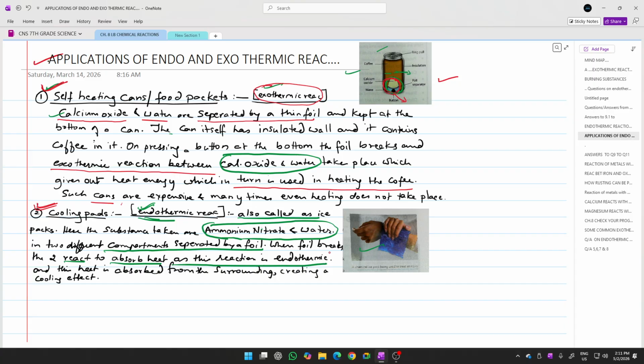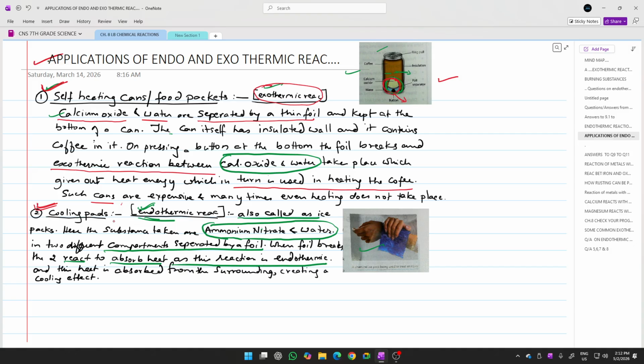When the foil breaks, these two chemicals, ammonium nitrate and water, come in contact with each other and mix together, and a chemical reaction takes place. Now remember here, ammonium nitrate and water react, and this chemical reaction is nothing but an endothermic reaction. Now being an endothermic reaction, what will happen? The heat energy will be absorbed. From where? From the surrounding.